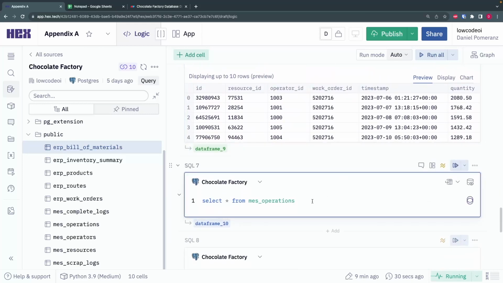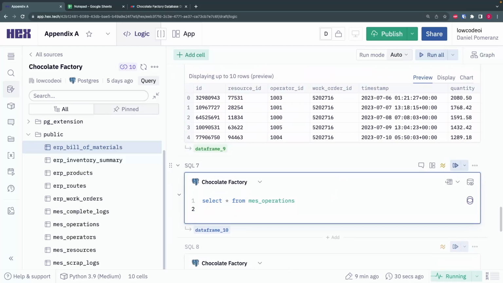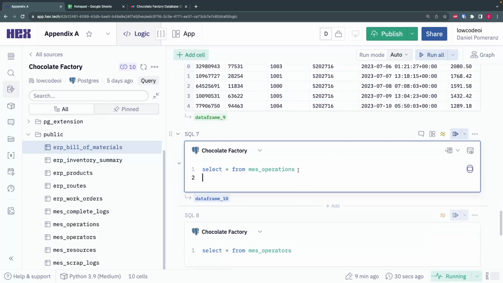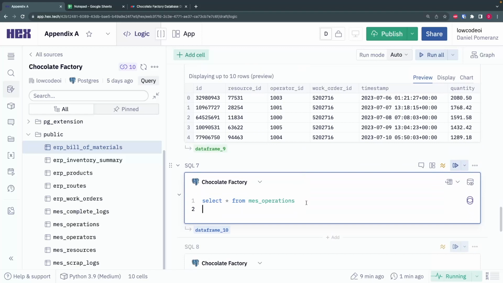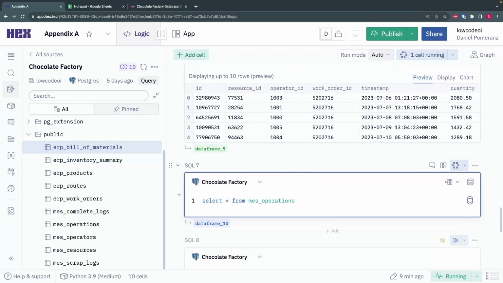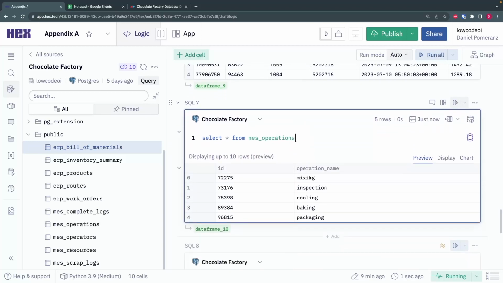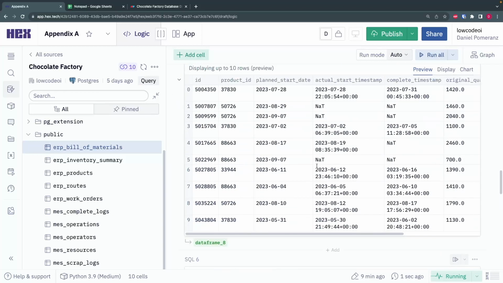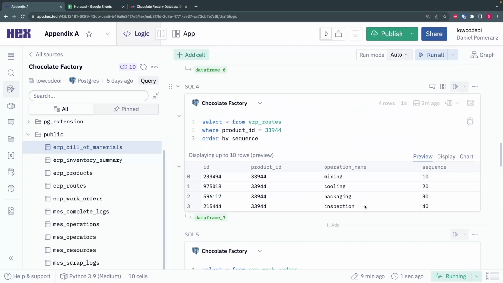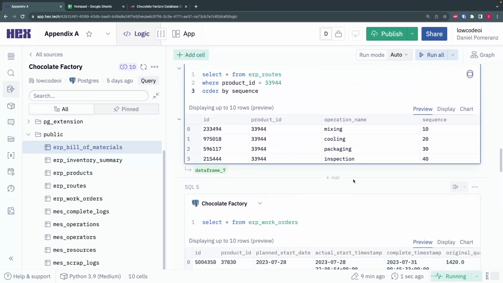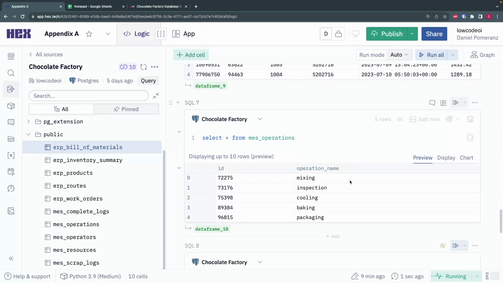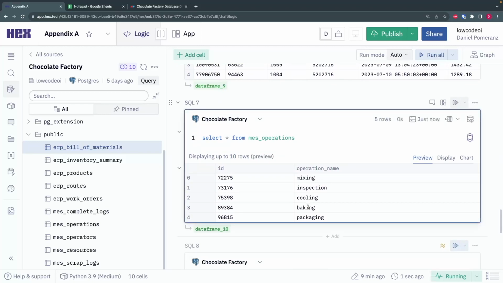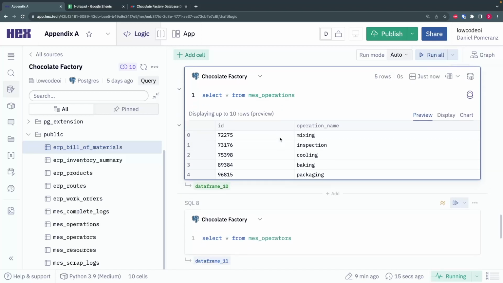Okay. Operations, I go over this a little bit in my joins video. Operations represent the types of processing that can occur, right? So I think this table is pretty brief, right? It correlates with the ERP routes table. So there's only so many different processing steps that a product can go through. In this factory, there's 5: mixing, inspection, cooling, baking, and packaging. Okay, so that's the sort of high-level step.